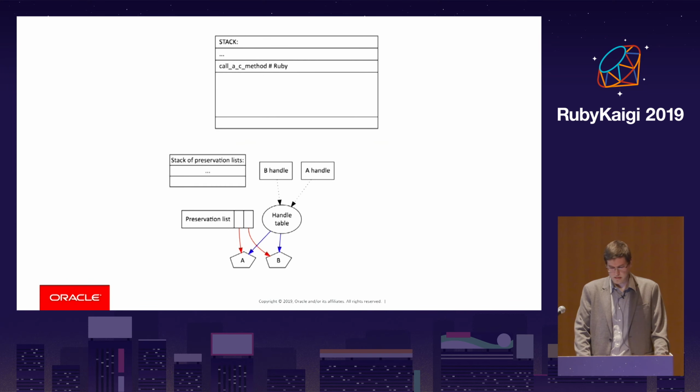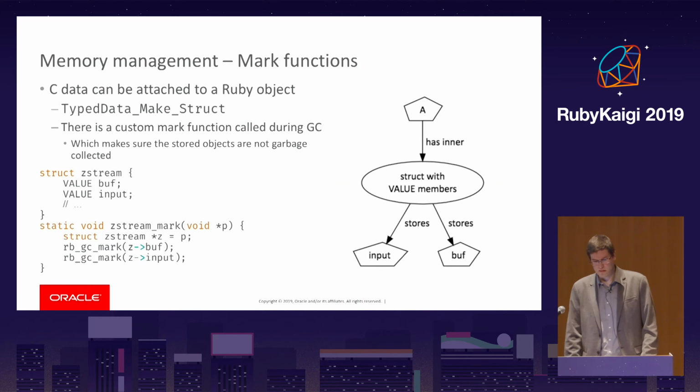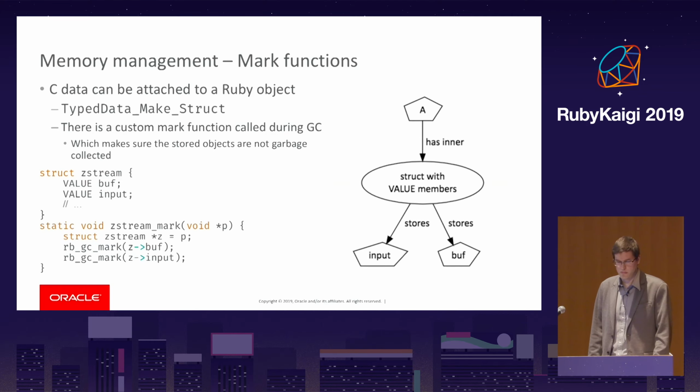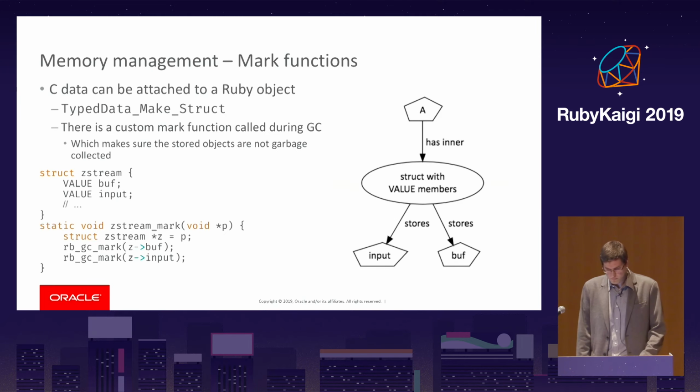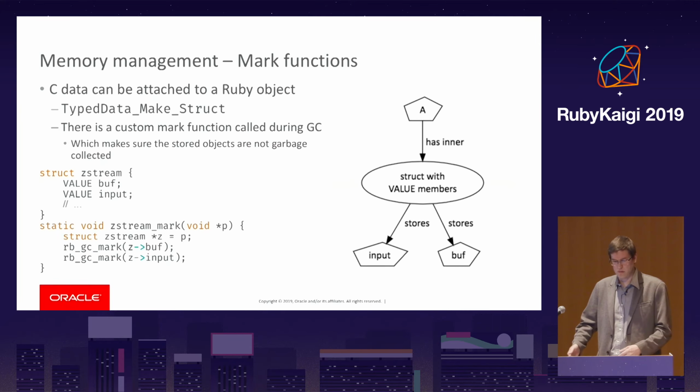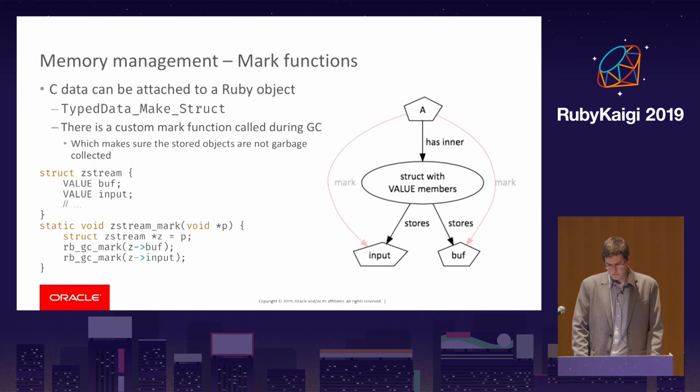So we can now garbage collect the A and B objects which were stored in the data structure in C. So this was the first part, and the second part is how to deal with the mark functions. In MRI, you can assign some C data with an object using the Data_Make_Struct, and for that you also need to assign it some marking function which makes sure that the objects are not garbage collected, because they can be stored only in this C data structure, and the garbage collector needs a way to find these objects. So this is what this is for.